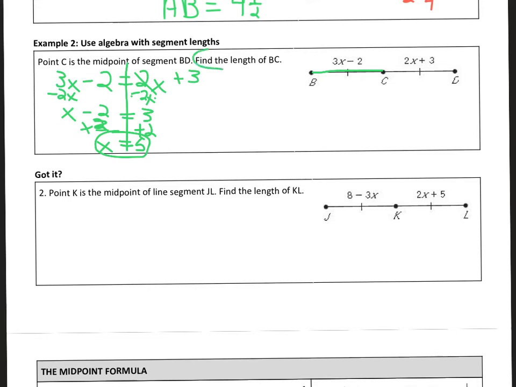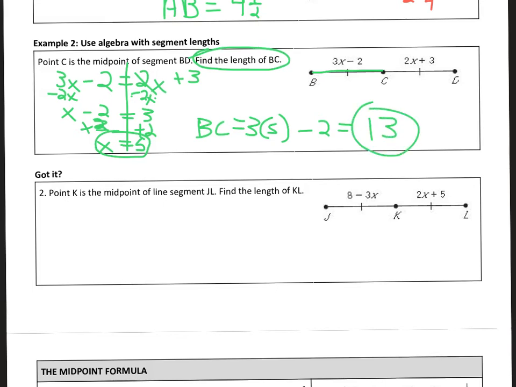Now that's helpful, but that's not answering the question. I asked to find the length of BC. So to find the length of BC, I'm going to take what I know for x, 5, and substitute it into BC. So BC is equal to 3 times 5 minus 2. And I can do a little bit of mental math here. 3 times 5 is 15. 15 minus 2 is 13. So BC is 13 units long. So it's not just enough to solve. We've got to solve and then substitute in to find the length of that segment.